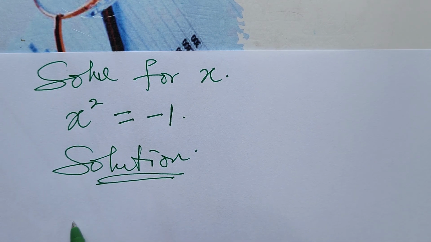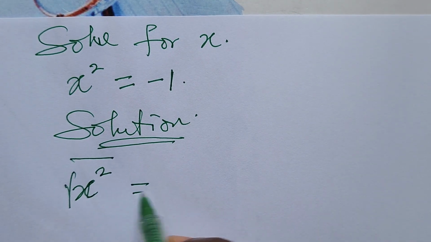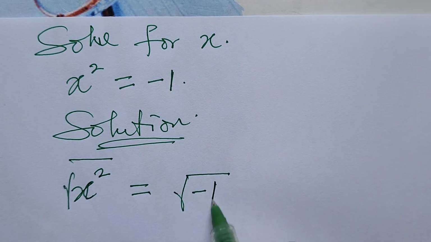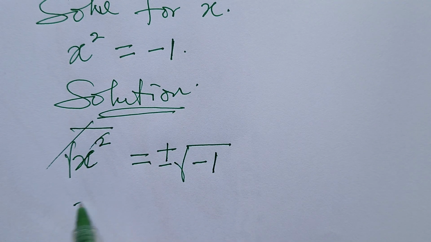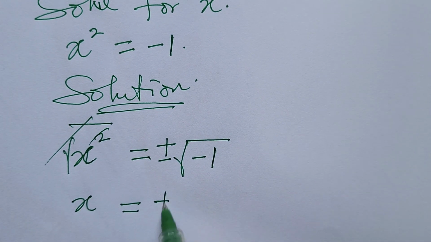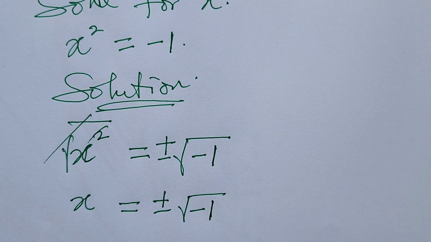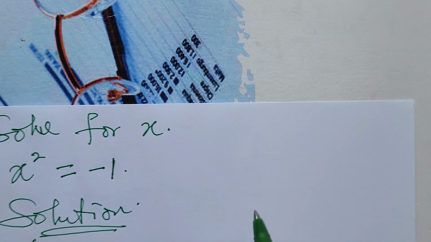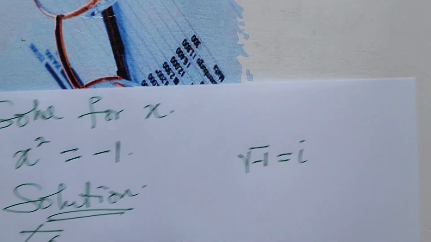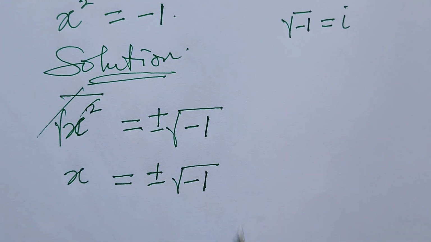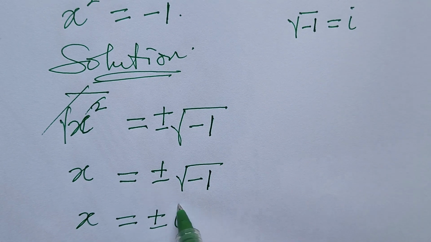So from here, we're going to have x to the power of 2, the square root of it, equal to the square root of minus 1. And here we introduce our plus or minus. So we now have x is equal to plus or minus the square root of minus 1. What is the square root of minus 1? Here we know that the square root of minus 1 is equal to i. So we can now replace this with i, and we have x is equal to plus or minus i.